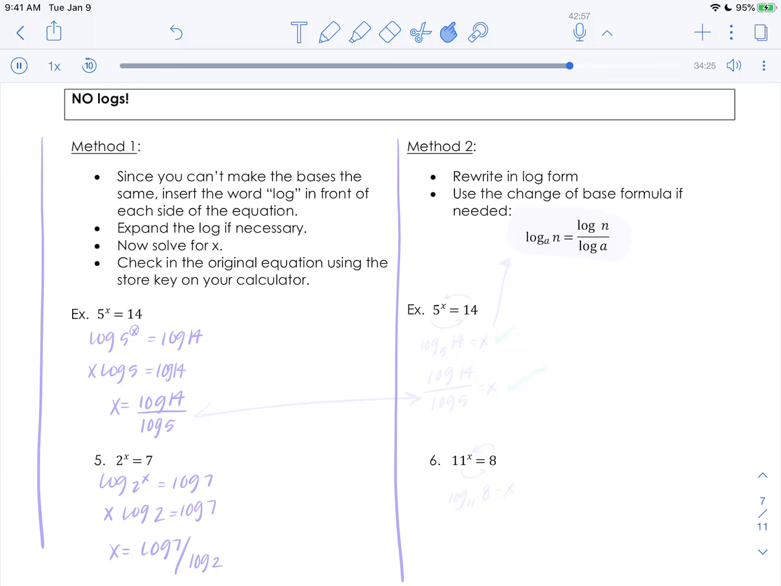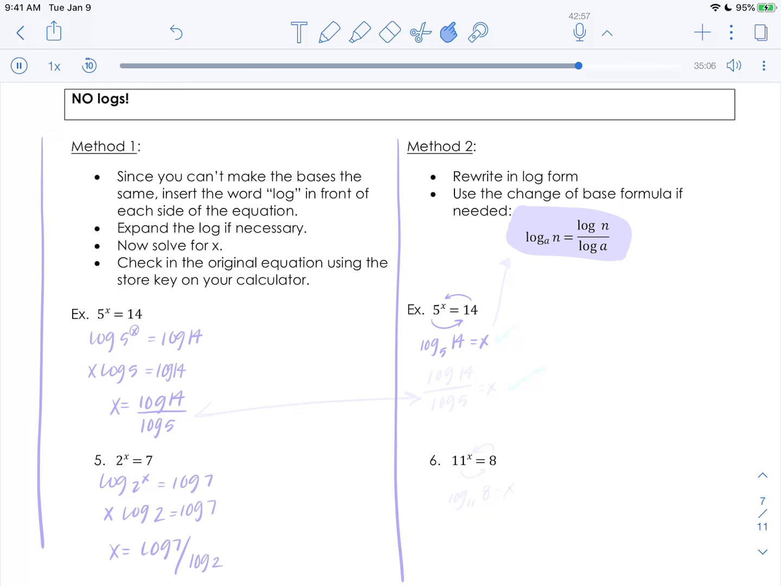All right, the second method is using the change of base formula, which is right here. I personally like this method a lot more. I think this is just a lot more straightforward. For the second method, you can just loop around, right? The opposite of our loop, which is what we had done previously. So if we loop, we get log base 5 of 14 equals x.